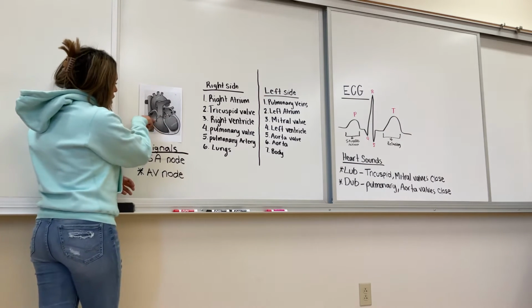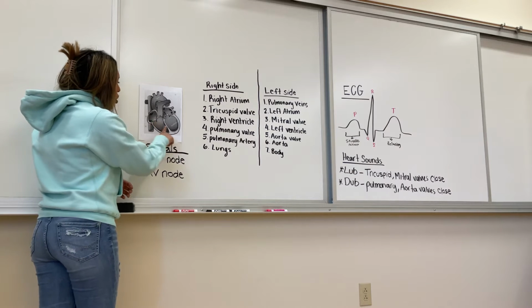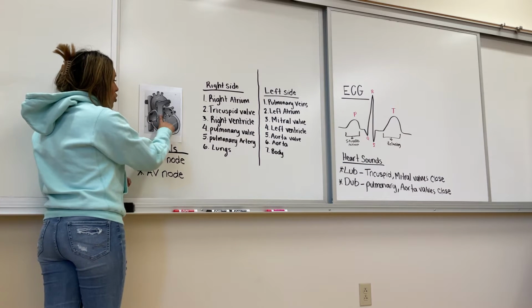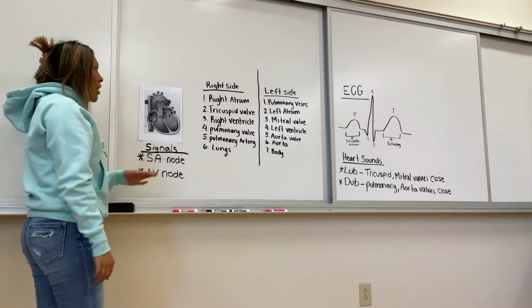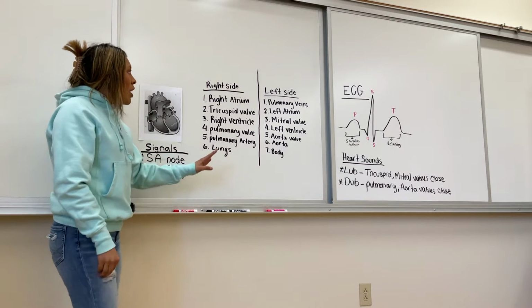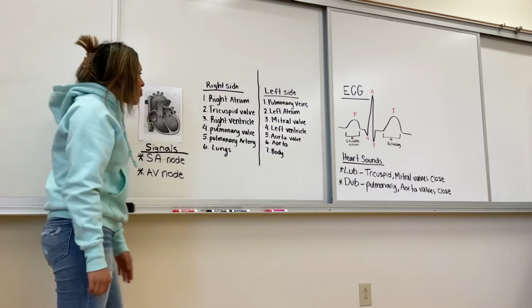Once it goes through the tricuspid valve, then it goes to the right ventricle and through the pulmonary valve, and then to the pulmonary artery, and then to the lungs. That's what the right side does. And now we're going to talk about the left side.